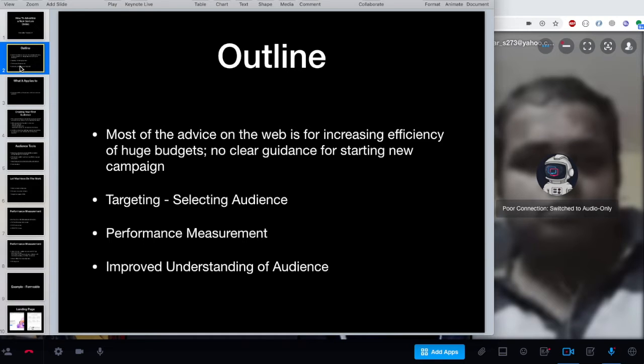So I'm going to talk a bit about how to select an audience and what audiences can be used to target advertising online, how the performance can be measured, and how to make meaningful measurements in terms of understanding and further segmenting the customers based on how the advertisement performs, and also how to use advertising to deepen and extend understanding of the customer.